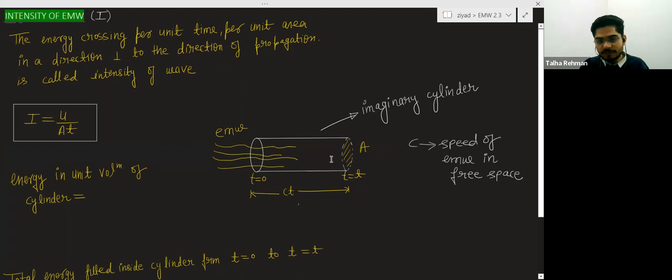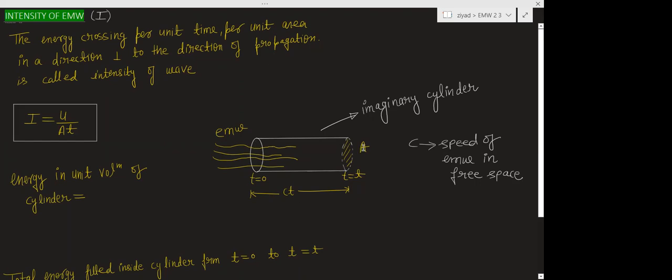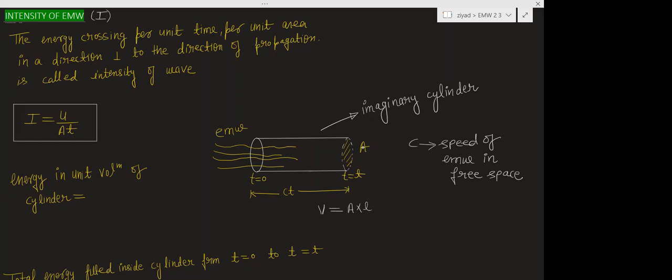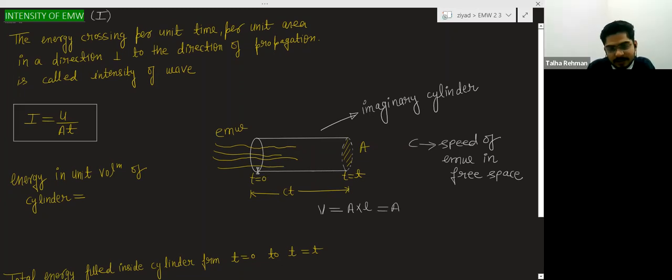And area of the cylinder is A. Area of the cylinder is A, so we can find the volume of the cylinder. The volume of the cylinder is area into length of the cylinder. What is the length? This distance is the length, ct. So A c t will be the volume of the cylinder. So basically, this is the volume.